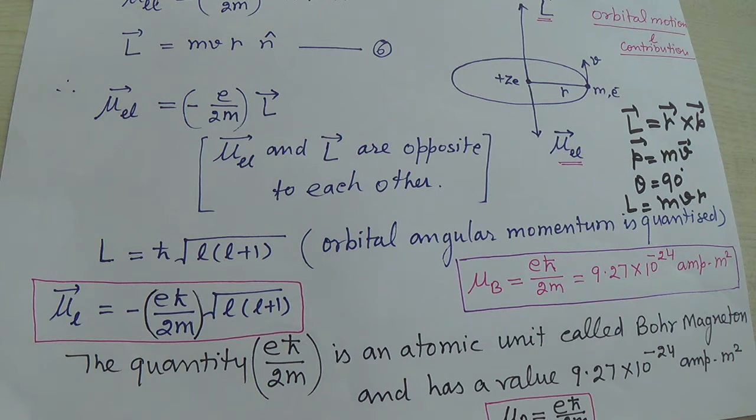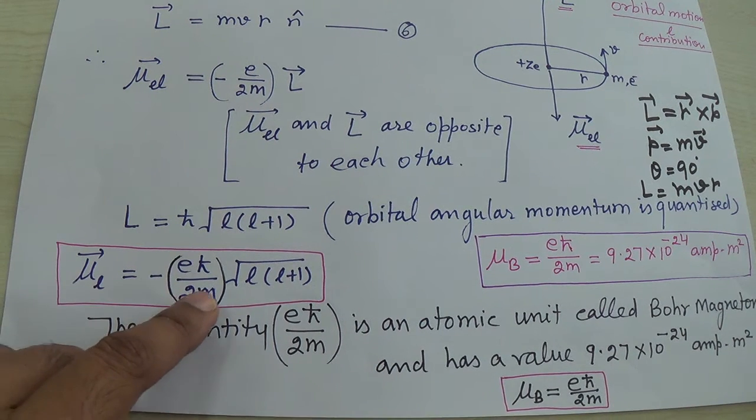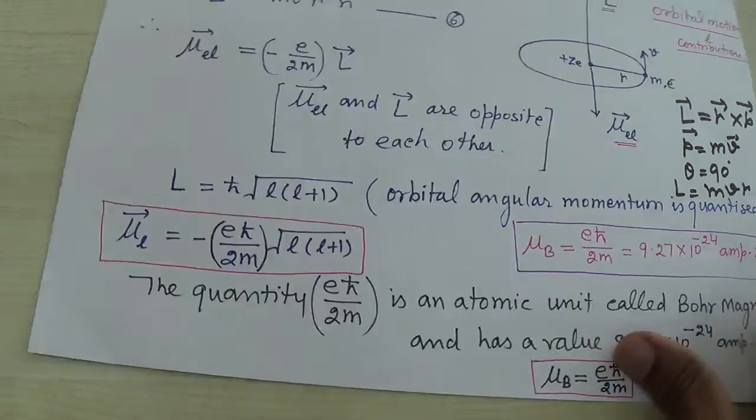So this is the magnetic dipole moment due to the orbital motion of the electron. Mu L, it is represented by mu L. Mu L is equal to minus eħ upon 2m times square root of L(L+1). But I have raised a question here: which value do I have to put here for the vector L?